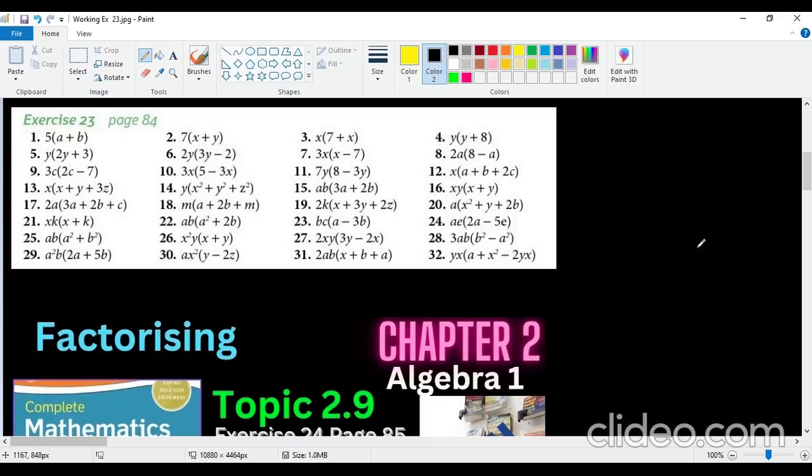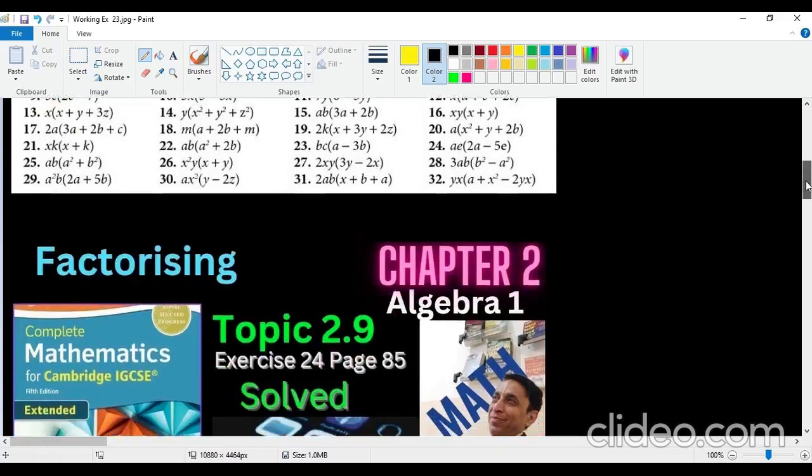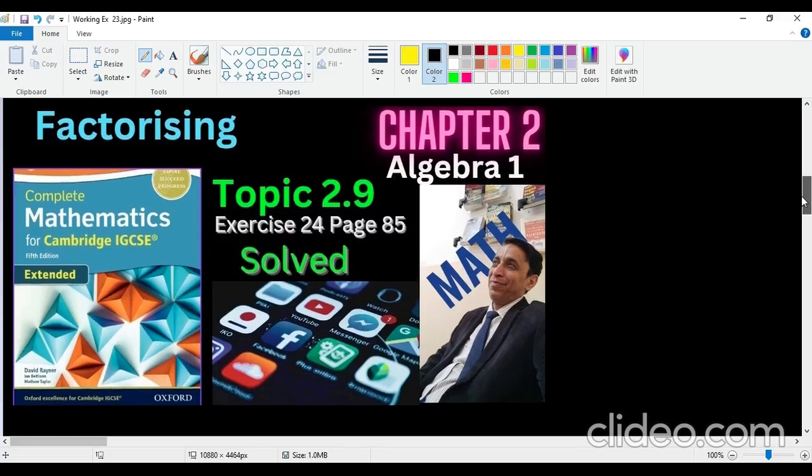Next exercise is going to be exercise 24, and advanced factorization is going to be discussed in that exercise. I'll upload very soon.